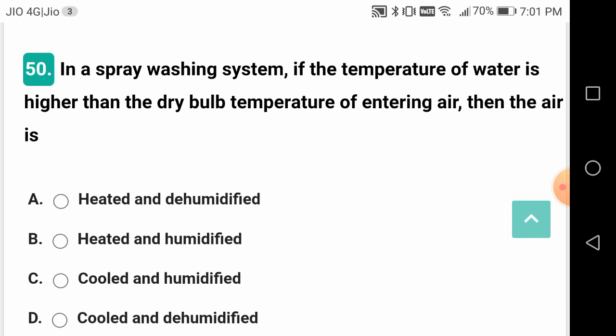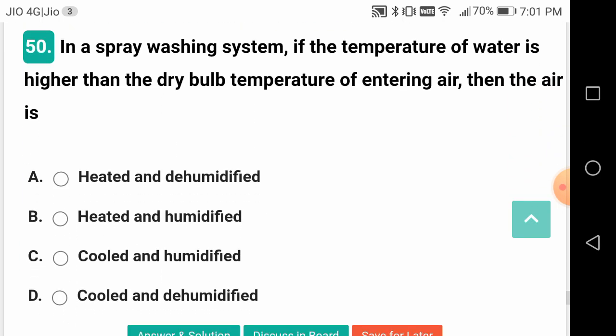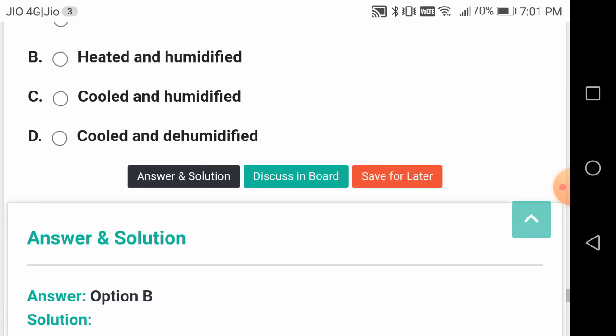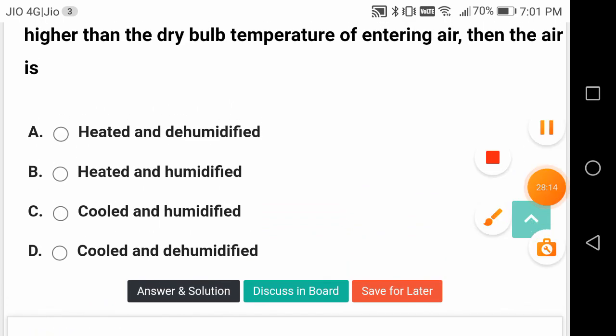This is a good question, friends. Remember that in a spray washing system, if the temperature of water is higher than the dry bulb temperature of entering air, then the air is heated and humidified.